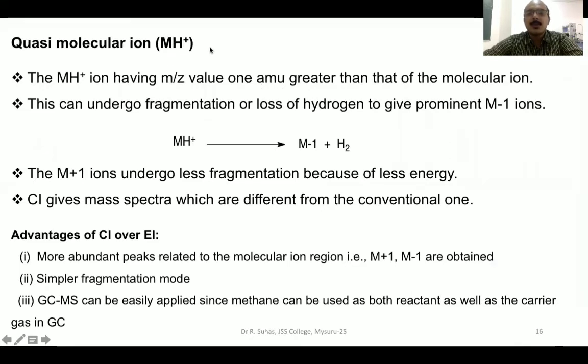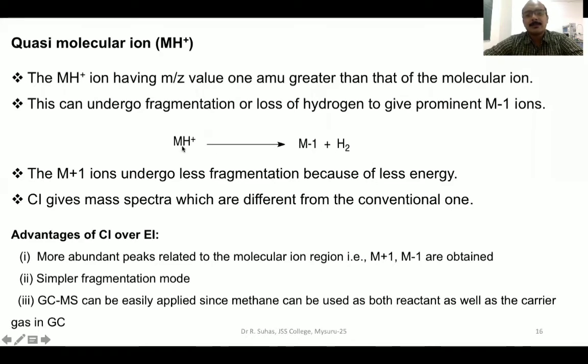M is just the molecule. For that molecule, one hydrogen has come. Hydrogen has an atomic mass unit of 1, because the atomic number and atomic mass of hydrogen is 1, and that's why it is called M plus 1, or simply MH plus, and that MH plus is called the quasi-molecular ion. This quasi-molecular ion can undergo fragmentation or loss of hydrogen to give a prominent M minus 1 peak.